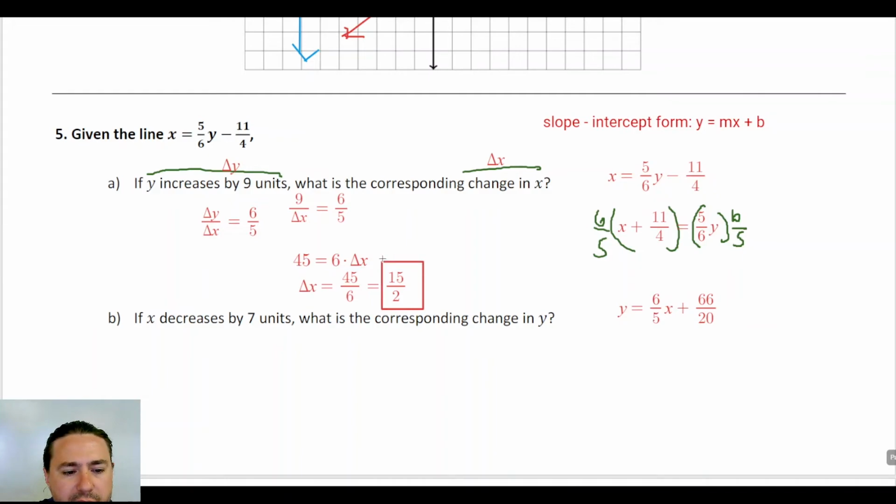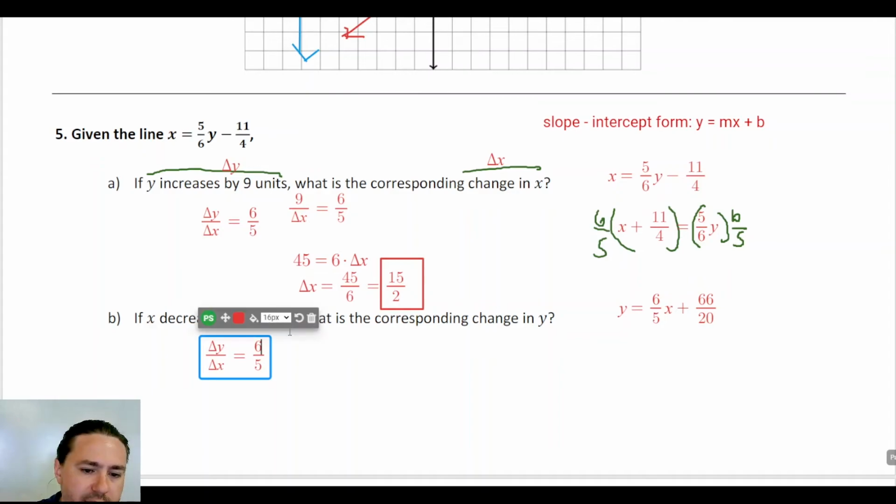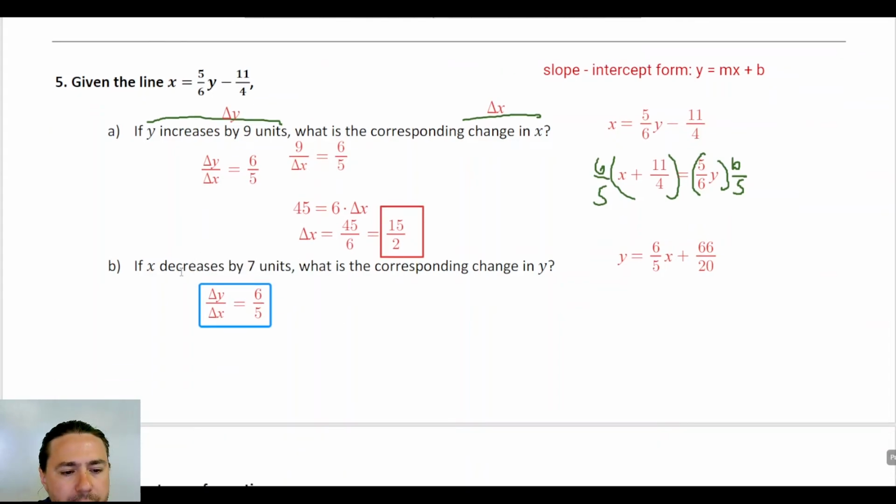Part B here is asking about what's the corresponding change in y if we know what the change in x is. It's using the same equation, so we don't need to find the slope again. The slope here, or the change in y over change in x, is going to be 6/5 still. But what is given is the change in x. So the change in x here is 7, and we're looking for the change in y. So we can use the cross products property here again, or we could just multiply both sides by 7, and we'll get the change in y equals 7 times 6 would be 42, so 42/5, and I don't think we can reduce that. So that'll be our answer for that one.